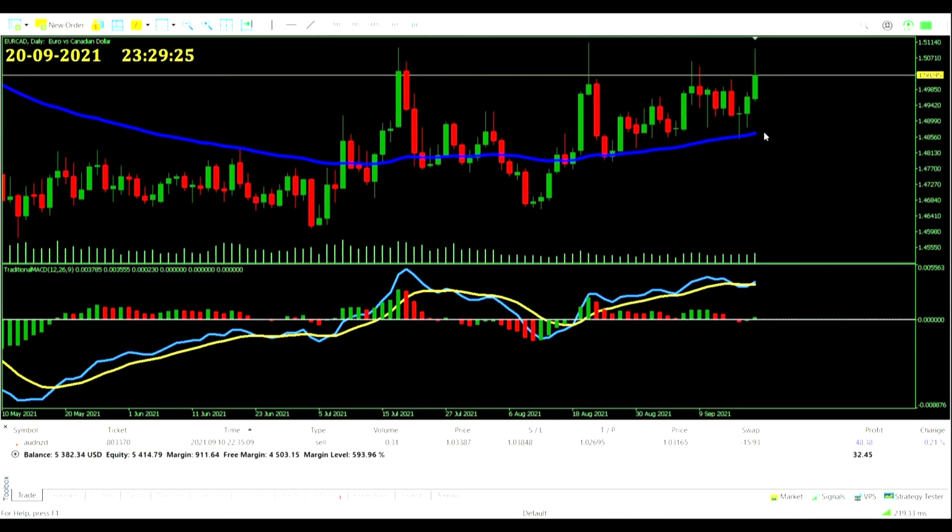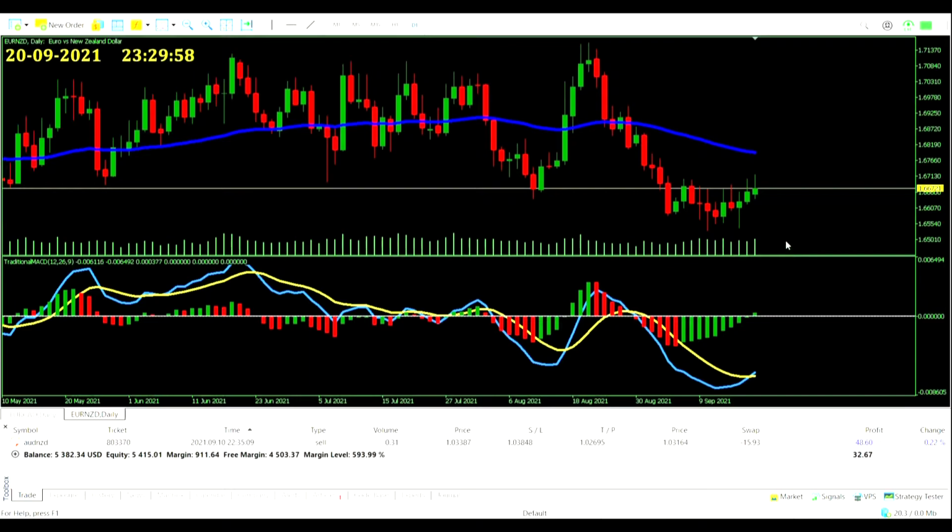And we do have a signal now on the euro Canadian dollar pair. It is a buy trade in favour of the euro. We can see price clearly above the moving average and the MACD about to close across zero for the first time. Let's see if we got any other signals before we come back to this one. Euro New Zealand dollar is making the cross in favour of the euro as well, but price is below the average on this one, so no immediate signal.